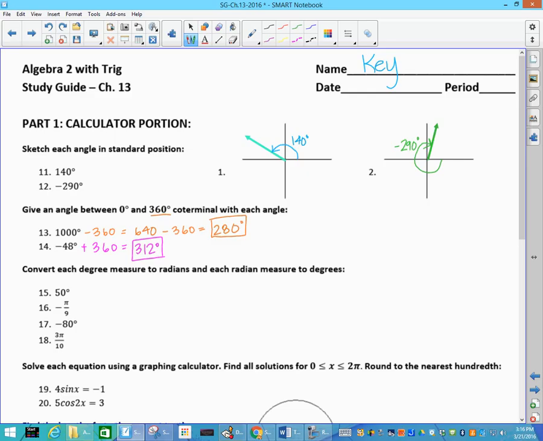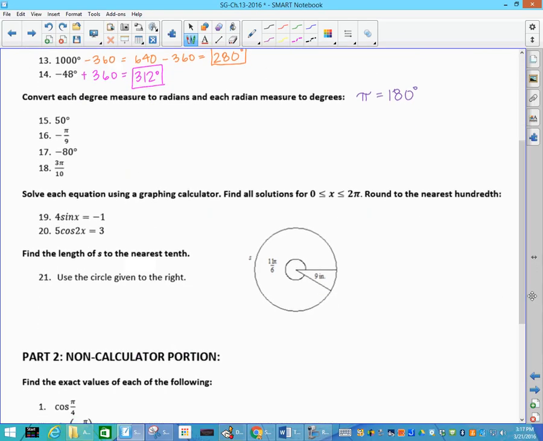Okay, moving along. Convert each degree measure to radians and each radian measure to degrees. The conversion factor that you want to remember is on the left side of your circle: pi is equal to 180 degrees. If I have degrees, I want to get rid of the degrees, so I'm multiplying this by pi over 180 degrees. My zeros cancel, so that's 5 pi over 18.